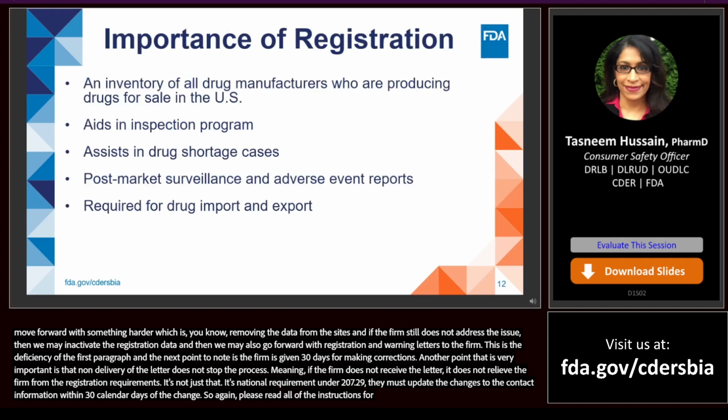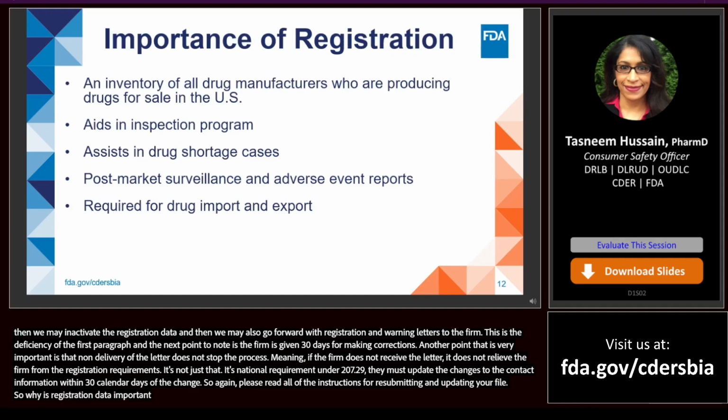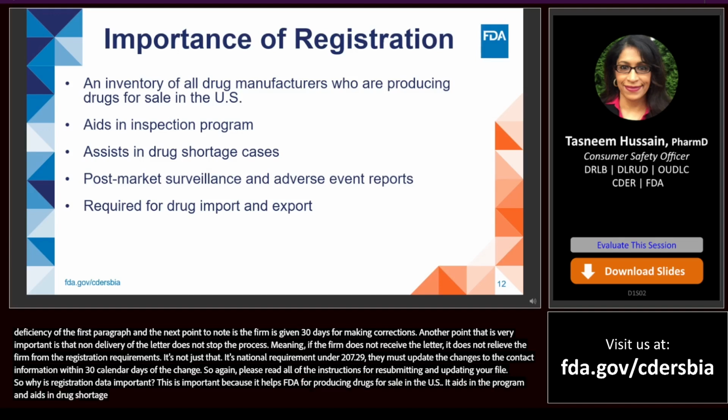And so why is registration data important? It's important because it helps FDA have an inventory of all drug manufacturers who are producing drugs for sale in the U.S. It aids in the inspection program. It assists with drug shortage cases. It's important for post-market surveillance and adverse event reports, and it's also required for drug import and export.